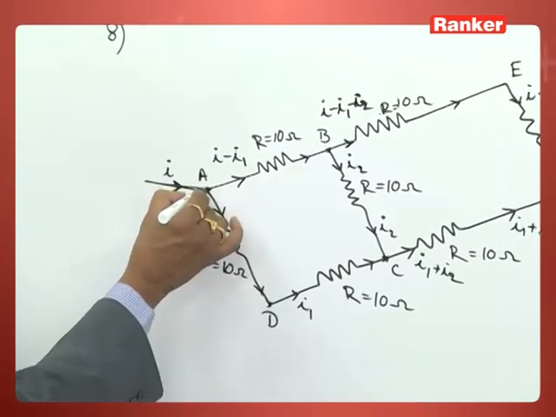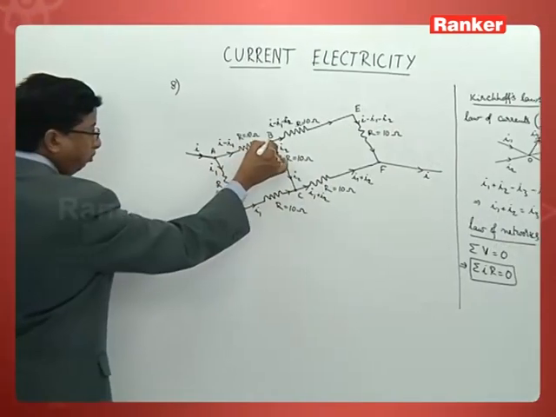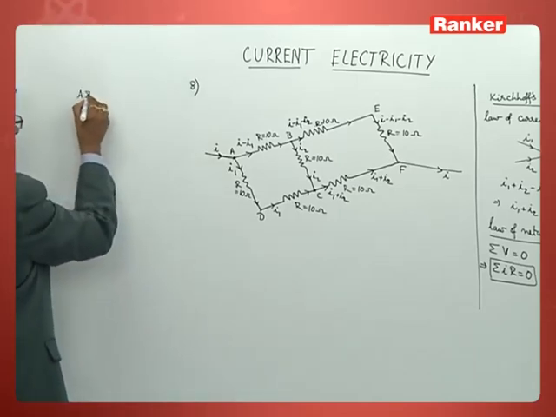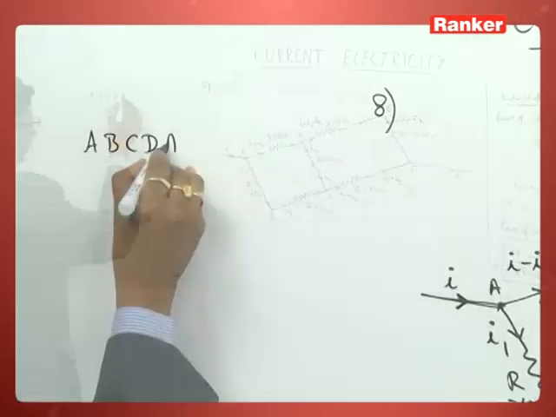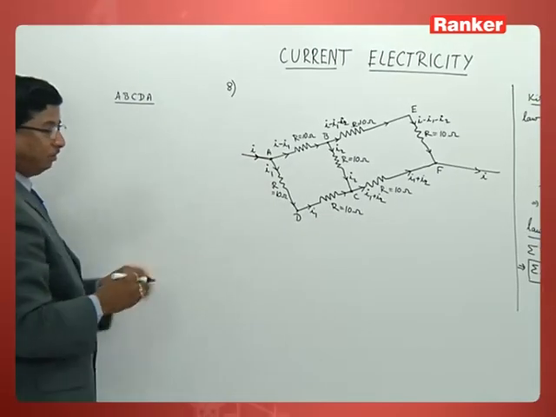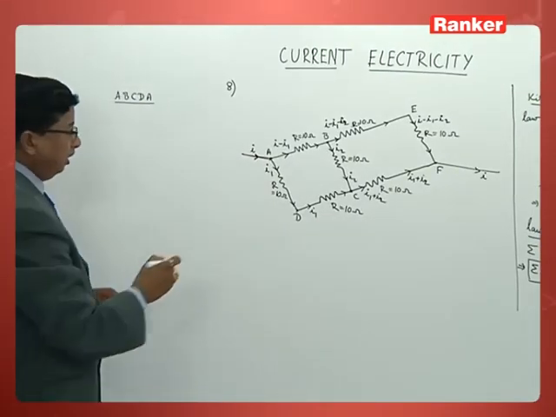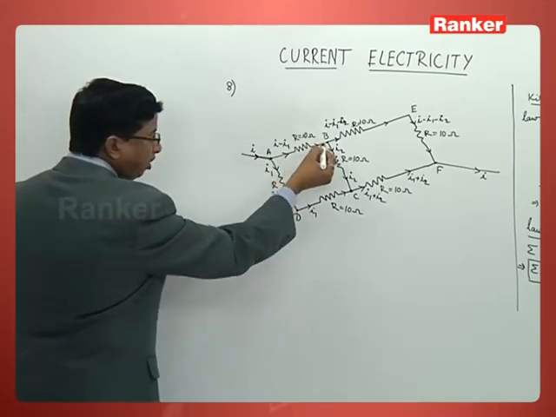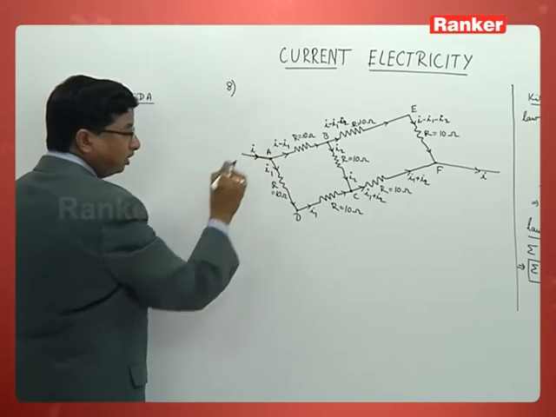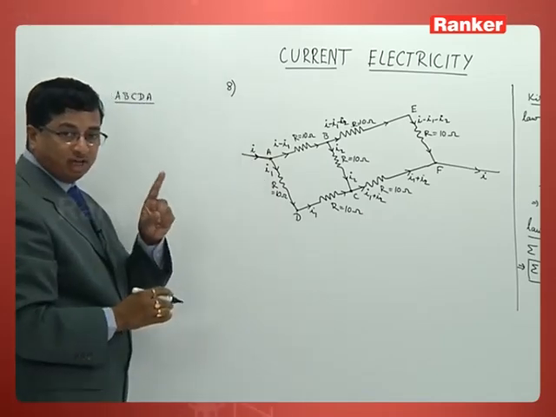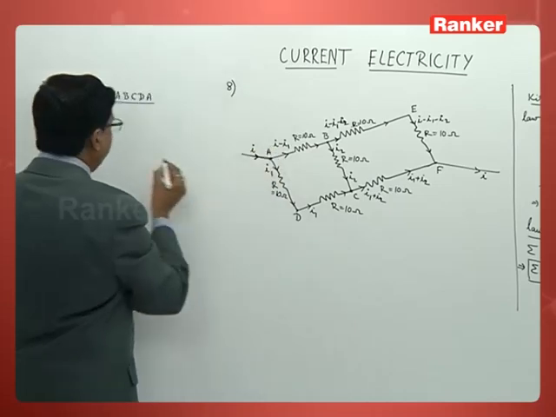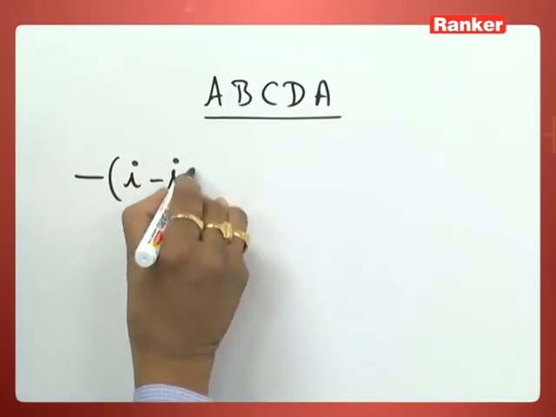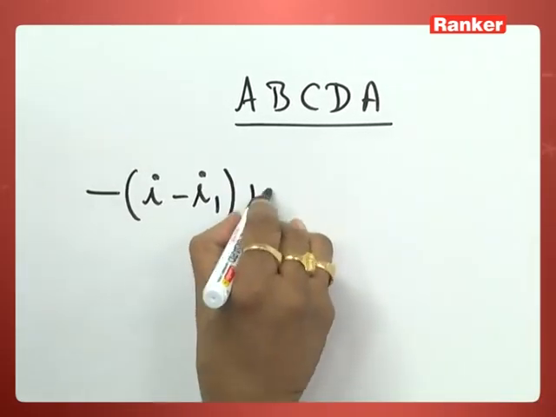I take the first closed network A, B, C, D, A. Look at A, B, C, D, A. I take that first circuit. I am moving from A to B, going along the current direction. So that current should be taken with a negative sign, I have already reminded you. So how to write that? Minus I minus I1 into R.